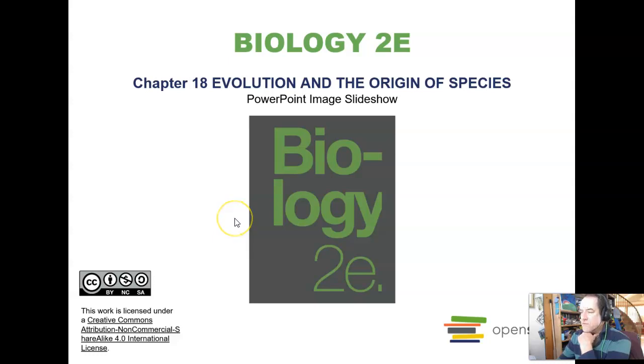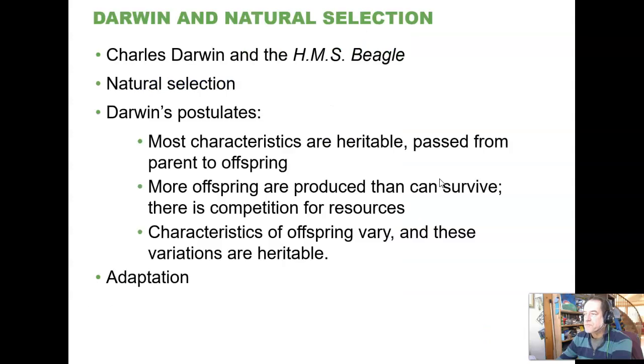All right, hello students. This is a fresh lecture video for Chapter 18 in the OpenStax Biology 2nd Edition textbook, which I've got the cover page for right here. And we're going to go over Chapter 18, which is the Evolution and Origin of Species, material that we've already discussed a little bit and quizzed on some.